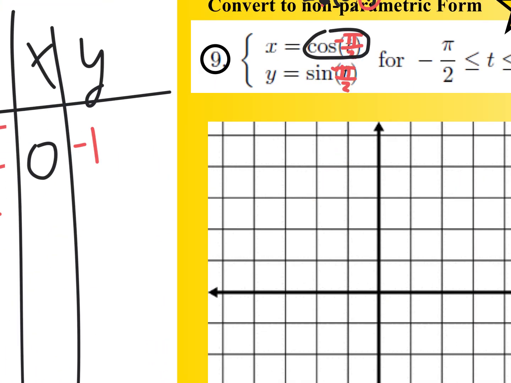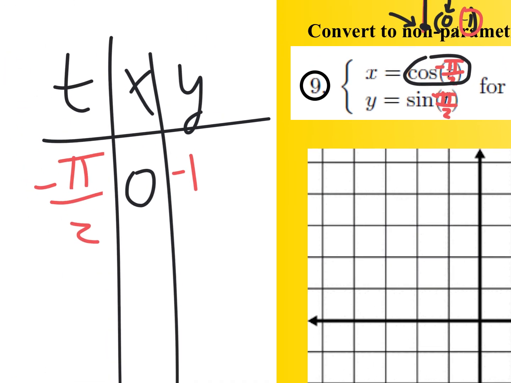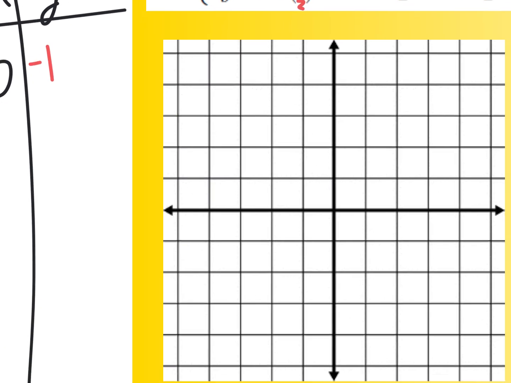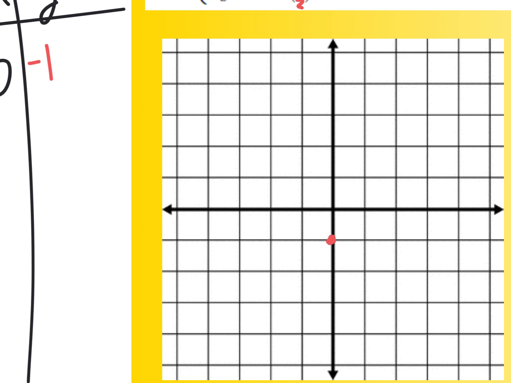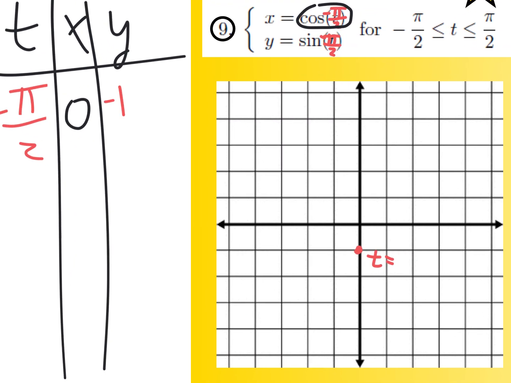So now if I was going to graph this thing, how do you graph that? You don't graph the t's, remember? You graph the x's and the y's. So 0, negative 1's right there. We just say, oh yeah, that was at t equals, and notice t doesn't always have to be time. T can be an angle, like in this case. Math rewards careful people, so I got to be more careful. Zoom in on this thing. There. Negative pi over 2.